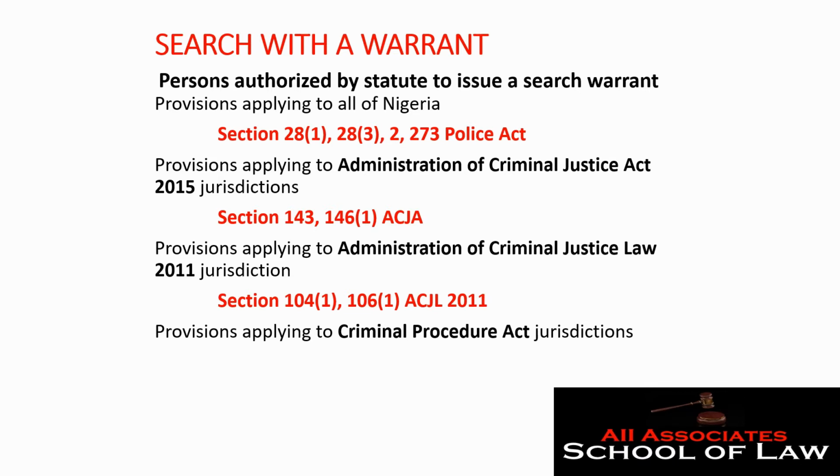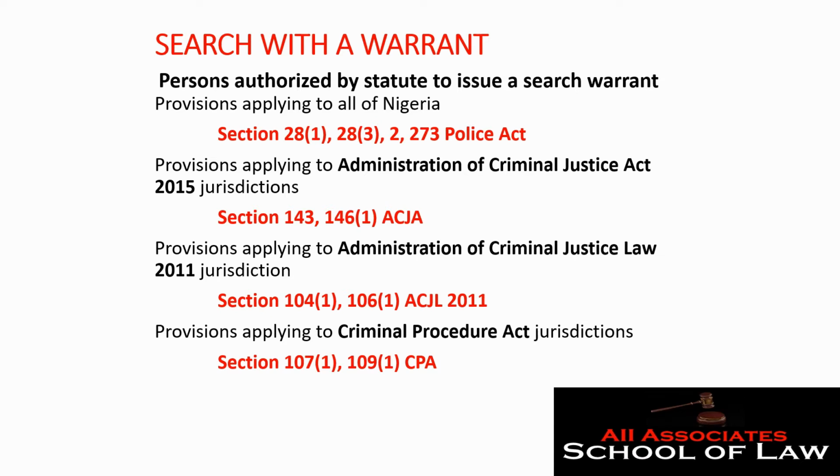Authority to issue a search warrant, ACJA jurisdiction. Section 143 lists the issuing authorities as a court, a justice of the peace. Section 146, subsection 1 indicates that the word court in relation to search warrants appears to be the judge himself, the magistrate himself, the justice of the peace himself.